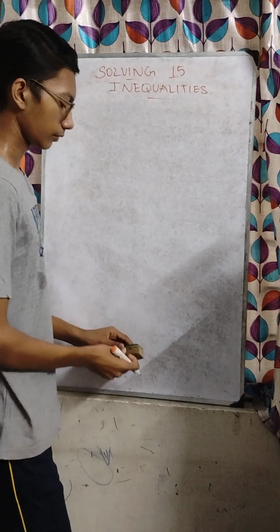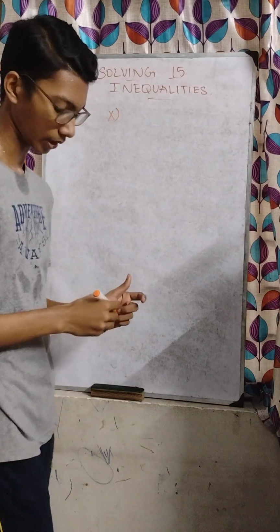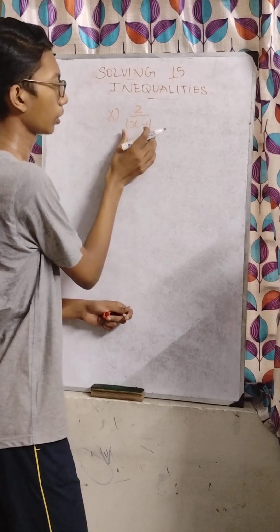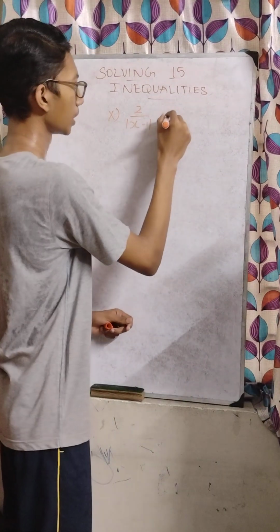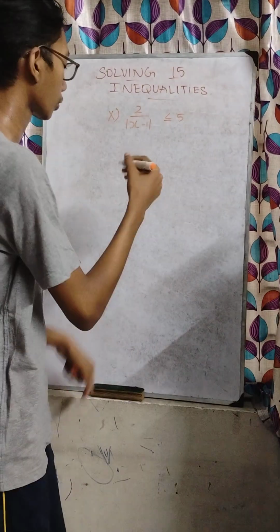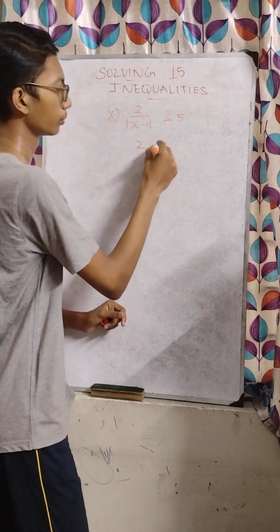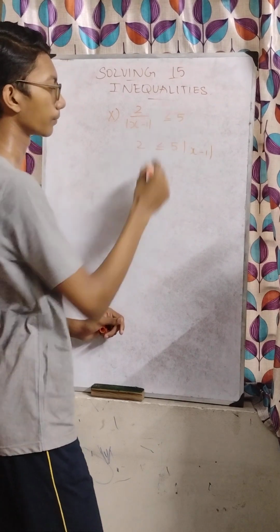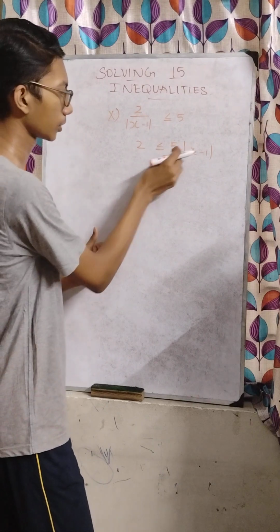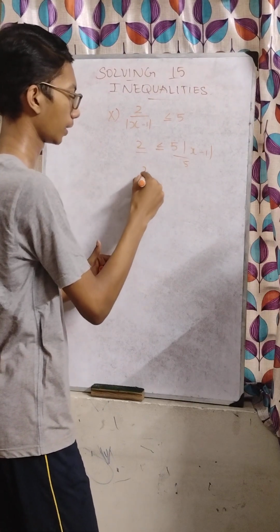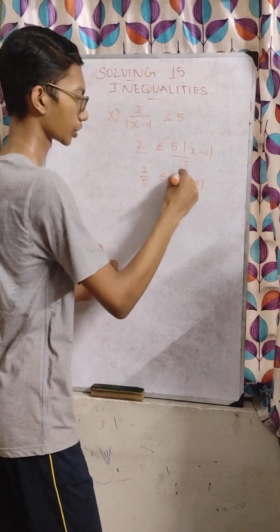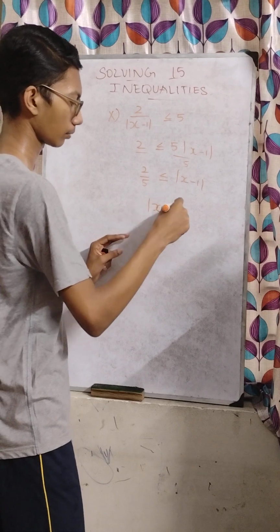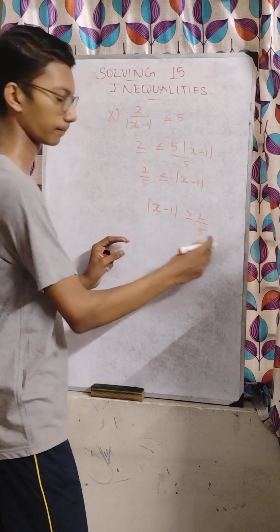Now the 10th question. We have reached the 10th question. The 10th question is modulus of 2 by x minus 1 is less than or equal to 5. So how do we solve this? 2 is less than or equal to 5 times modulus x minus 1. We can just multiply this here. Now divide both sides by 5. So 2 by 5 is less than or equal to modulus x minus 1. So now this has become a simpler inequality. Modulus x minus 1 is greater than or equal to 2 by 5.